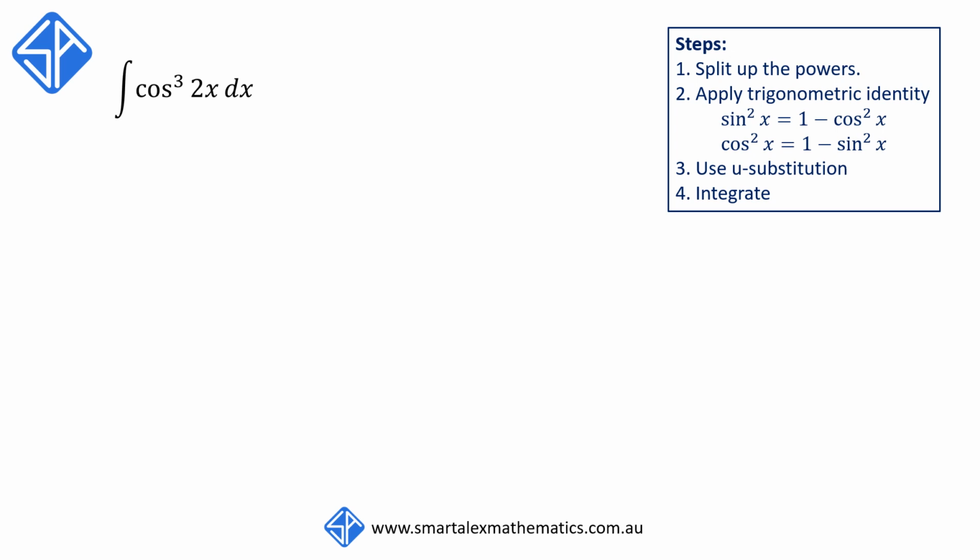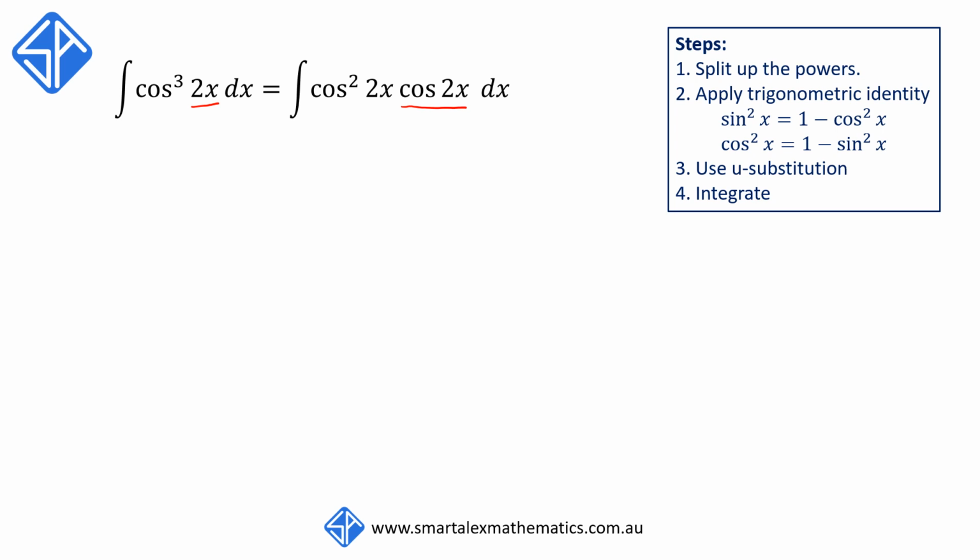Our last example is the integral of cos cubed 2x dx. This time we have a compound angle 2x, but the steps remain the same. First, we need to split up the powers. So we can write cos cubed 2x as cos squared 2x times cos 2x. So you see how I split up the powers? We again have one trig function which is to the power of 1.